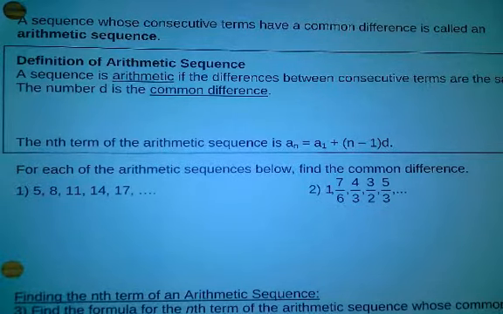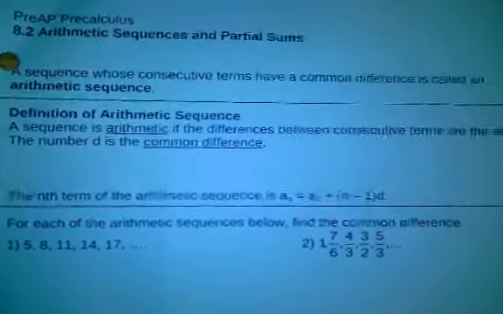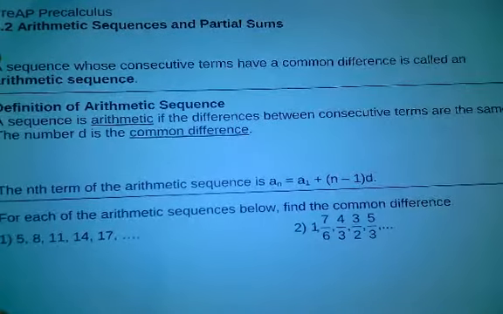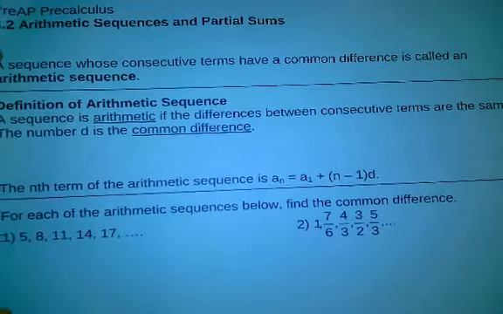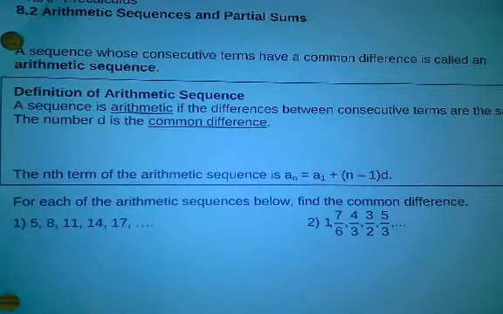Okay, so we're going to be doing arithmetic sequences. Arithmetic sequences and partial sums. What this really is, is an arithmetic series. It looks kind of like a line in terms of the equation. It just adds the same number over and over again, or subtracts the same number over and over again. And then the hard part is you have to figure out what the starting number is.